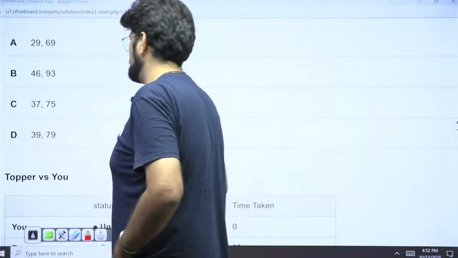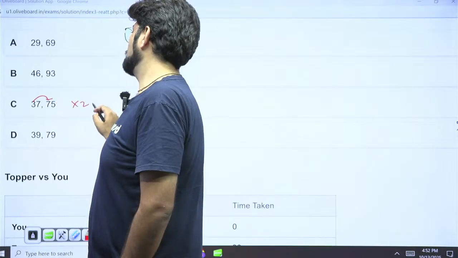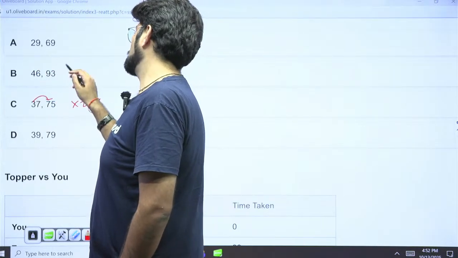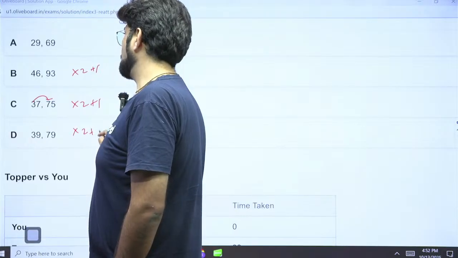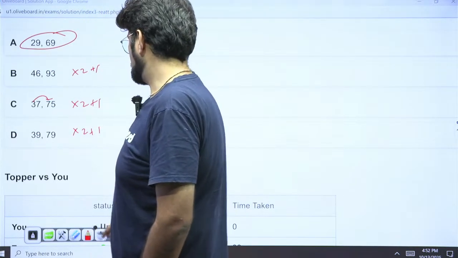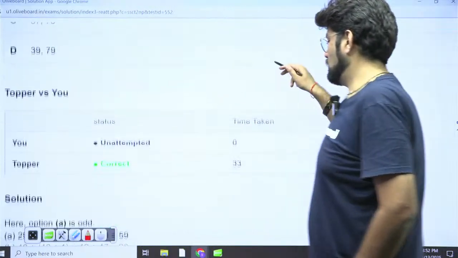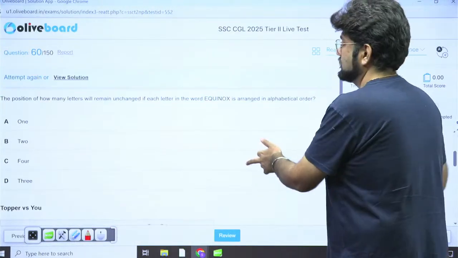Now this one is easy, I think. 37 into 2 is 74 plus 1. 46 into 2 is 92 plus 1. 39 into 2, 78 plus 1. But this I think is not working out. So option A is the correct answer. Cool. 33 seconds. Very nice. Excellent. Last question for the session today, guys.